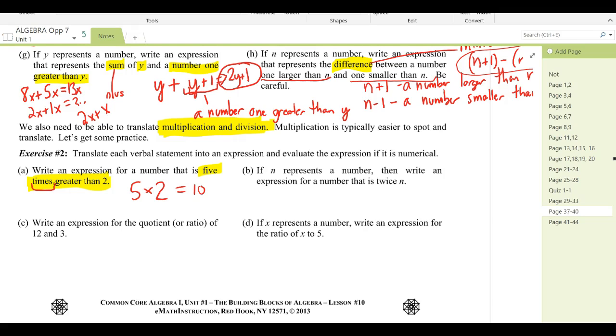Letter B. If N represents a number, write an expression for a number that is twice N. So twice. What does twice mean? Double. The number is double. Okay? Right? So now stop. If I double your age, what do I do? Do I divide your age by 2 or do I multiply by 2?